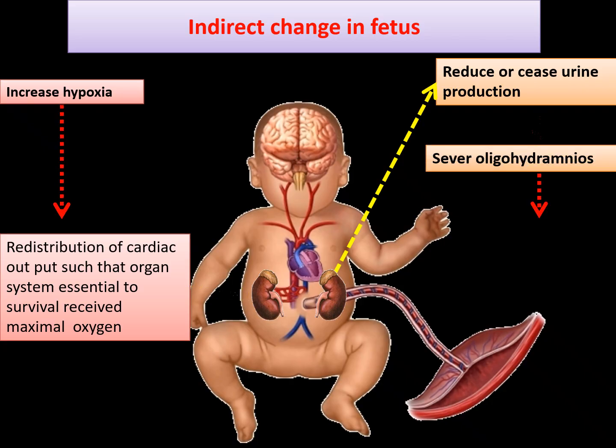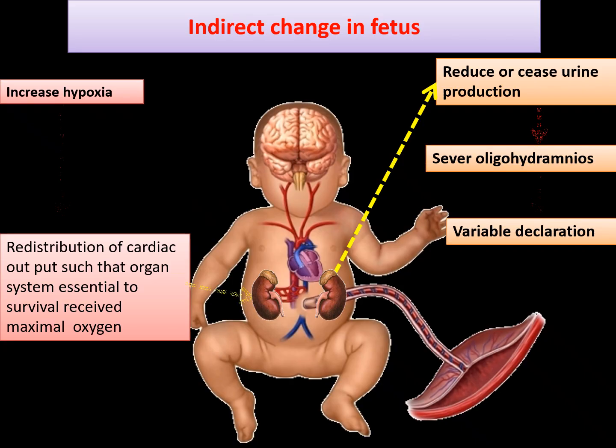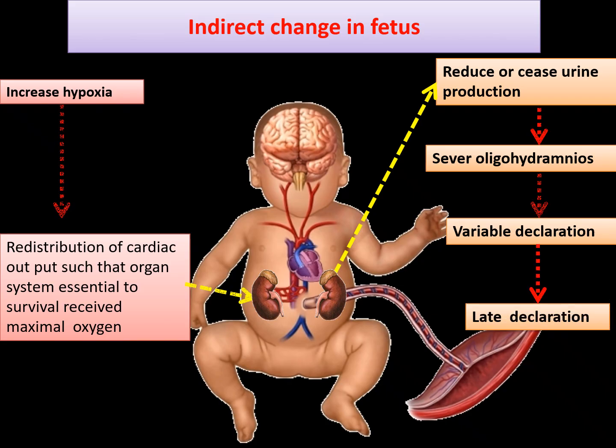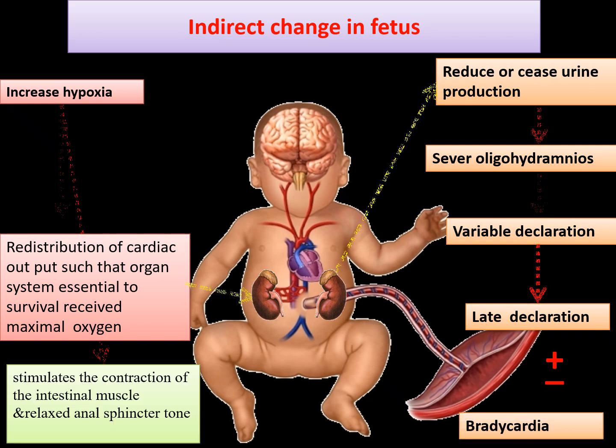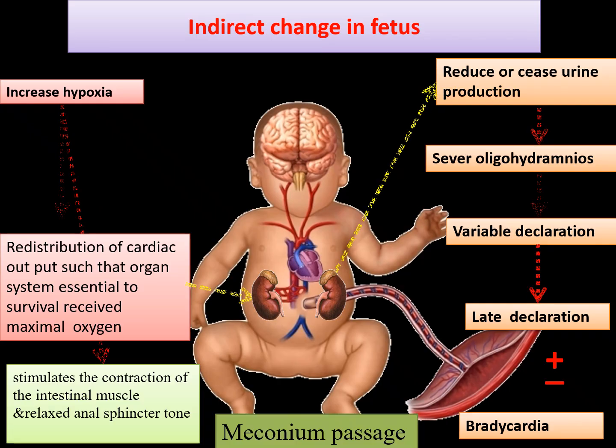And then there will be severe oligohydramnios, which can be reflected as variable deceleration or late deceleration, and may or may not have bradycardia. The other thing is that the increase in the hypoxia will stimulate the contraction of the intestinal muscles and relax the anal sphincter tone, and this will lead to meconium passage.